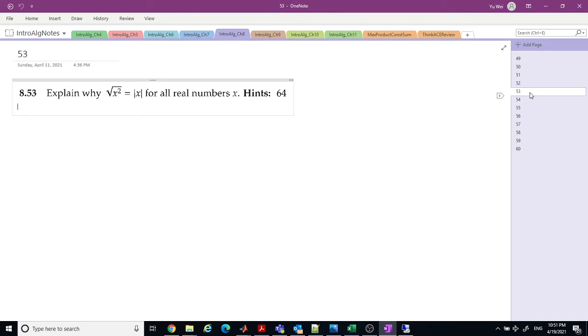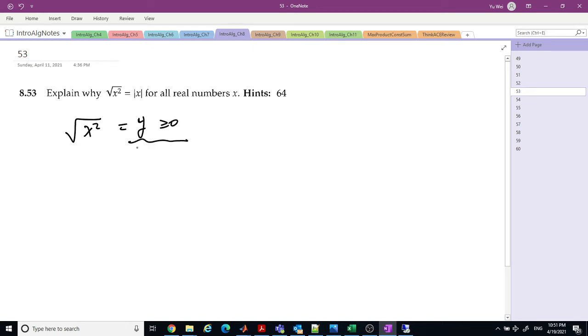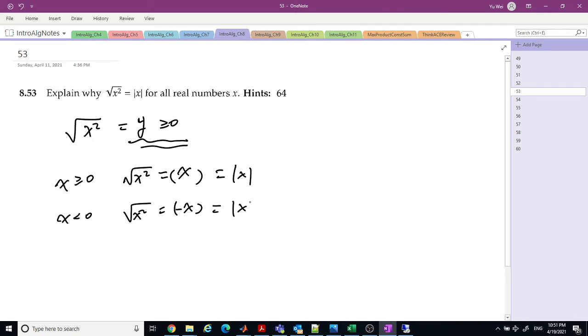Next, to prove this one, I mean, the square root of x squared equals y. This y must be greater than or equal to 0, right? So now let's see, if x is greater than or equal to 0, then the square root of x squared is equal to x. If x is less than 0, then the square root of x squared is negative x. So that's why this one equals the absolute value of x. That's the reason.